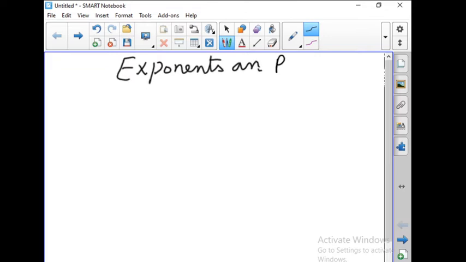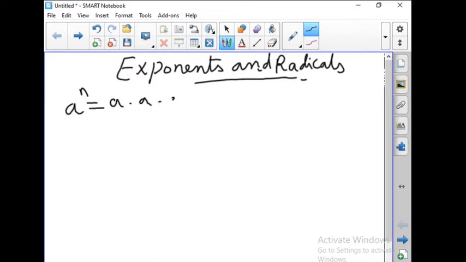Exponents and radicals. What are exponents? When we have a power n, what is a power n? It is a written n times. So n is called the exponent or the power, and a we call the base.